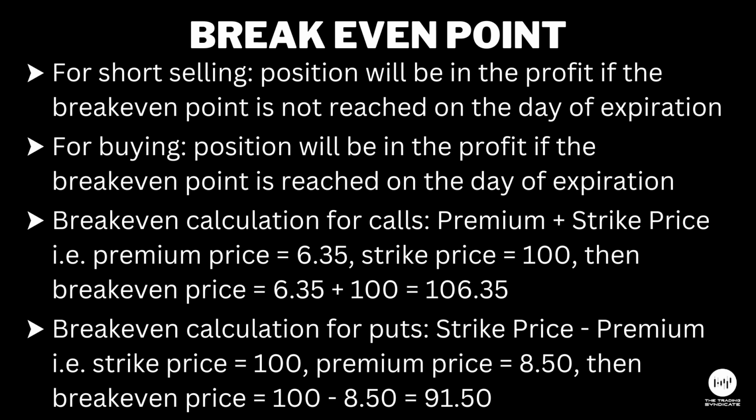To calculate the break-even point for puts, you simply take the strike price and subtract the premium from when you open the position to get your break-even point. For example, if you open a put position with a strike price of 100 for a premium of 8.50, the break-even point for that put would be 100 minus 8.50, which is equal to 91.50.